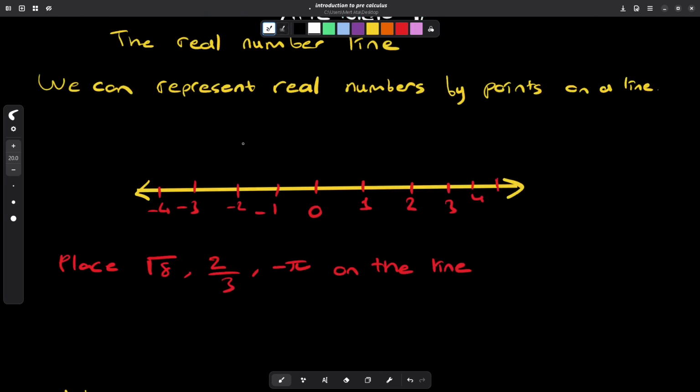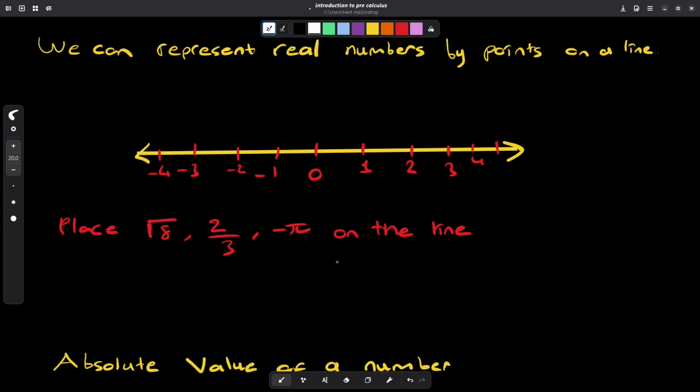The real number line. We can represent real numbers by points on a line, right? Like 0, 1, 2, 3, 4 goes to infinity as well, and to the negative part as well. Let's try to place the following values on the line. Square root 8. Where does this belong? Let's think like this. If I wrote square root 4 and square root 9, square root 8 is between these, right? And this is equal to 2, this is equal to 3, therefore this is between 2 and 3. Let's put it here.